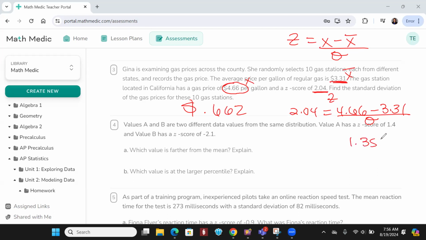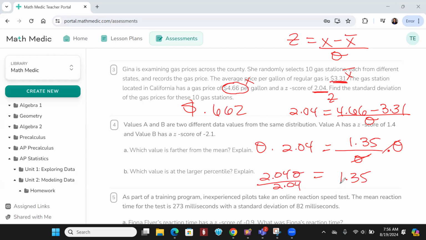1.35 divided by the standard deviation. How do I get this from being on the bottom? I can multiply by the reciprocal, or you can multiply both sides by the standard deviation and then divide by 2.04. It's the same thing. It gives me 1.35 divided by 2.04, which should give you 0.662. Good? Okay.